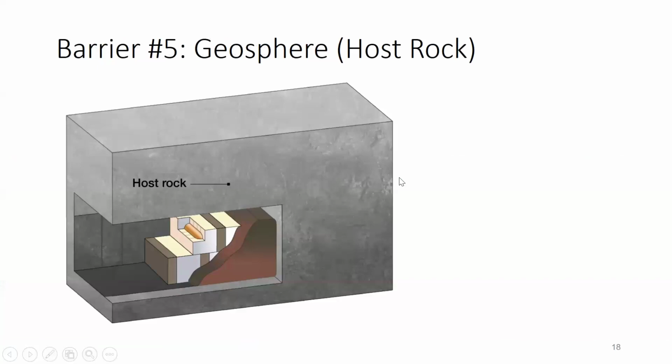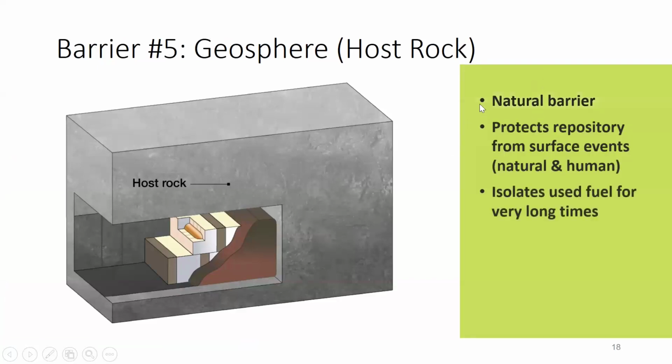Next, we have the geosphere. This is the host rock. This one's fairly easy to explain. It's a natural barrier that protects the repository from the surface, natural and human, and isolates the fuel for a very long time. Canada, in some ways, is blessed that we have a very large Canadian shield that acts as a barrier for the release of a stable form, and that is not seismically active compared to a lot of other regions on Earth.